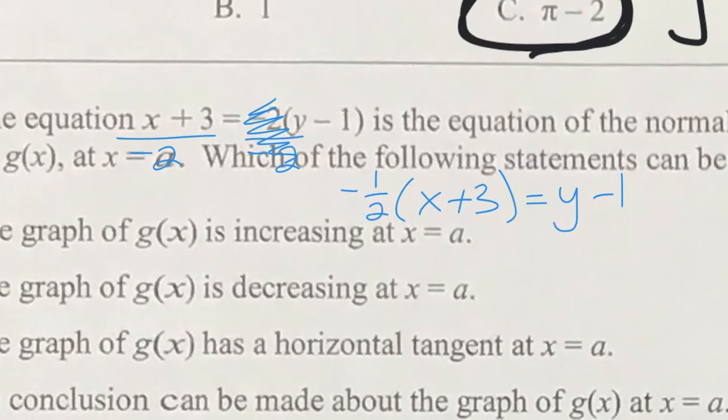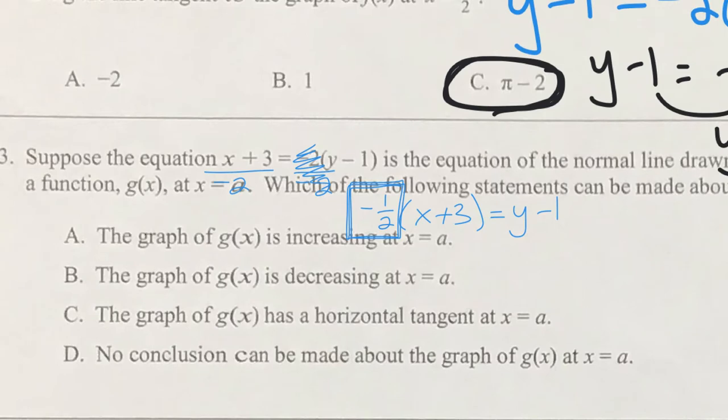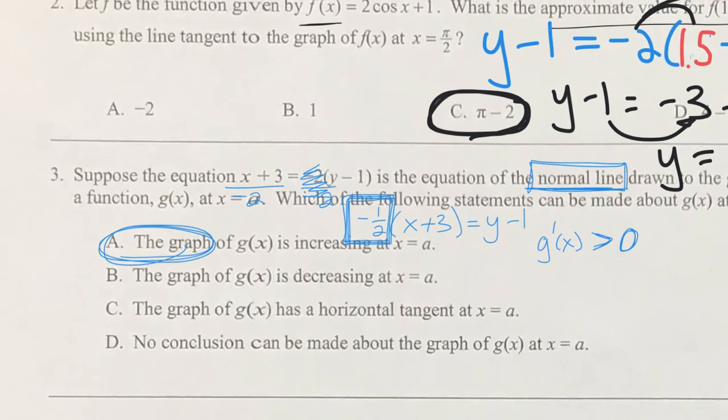Okay, so if we look at our slope, it is negative. Oh wait, this is the normal line, never mind. The normal line has a negative slope, which means our function is going to have a positive slope. Positive slope means that the graph is increasing. So make sure we read the equation. Read the problem. This one was tricky.